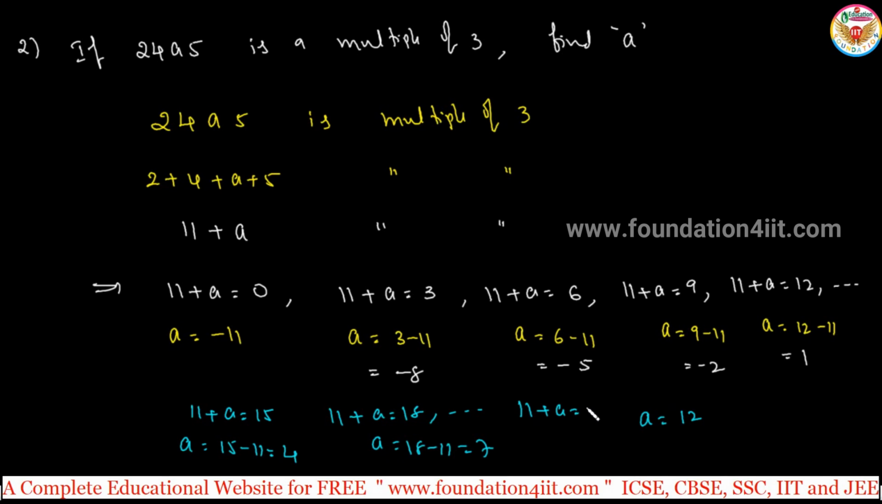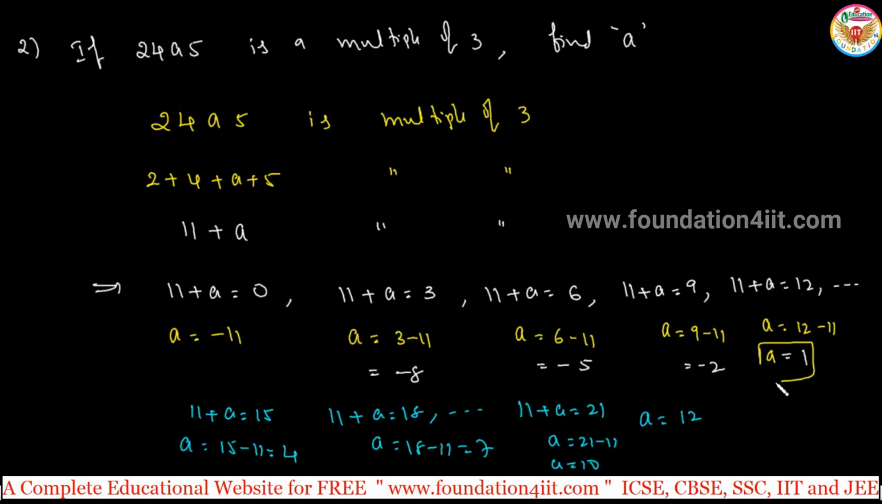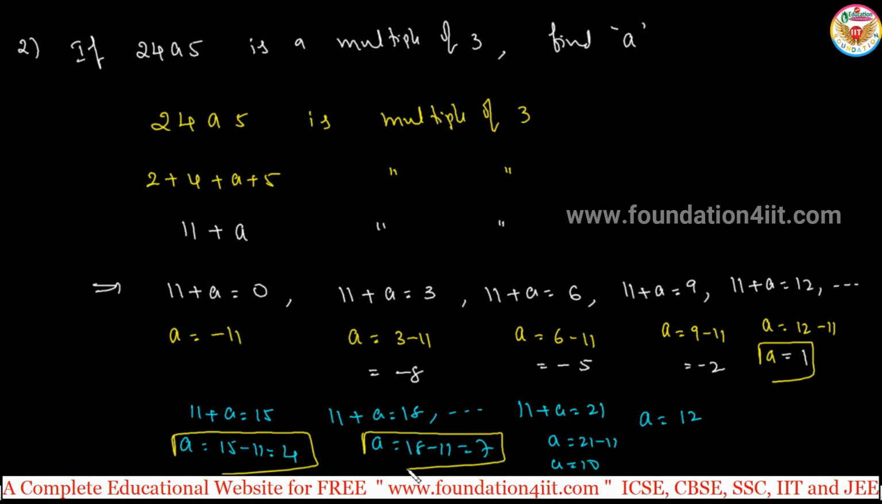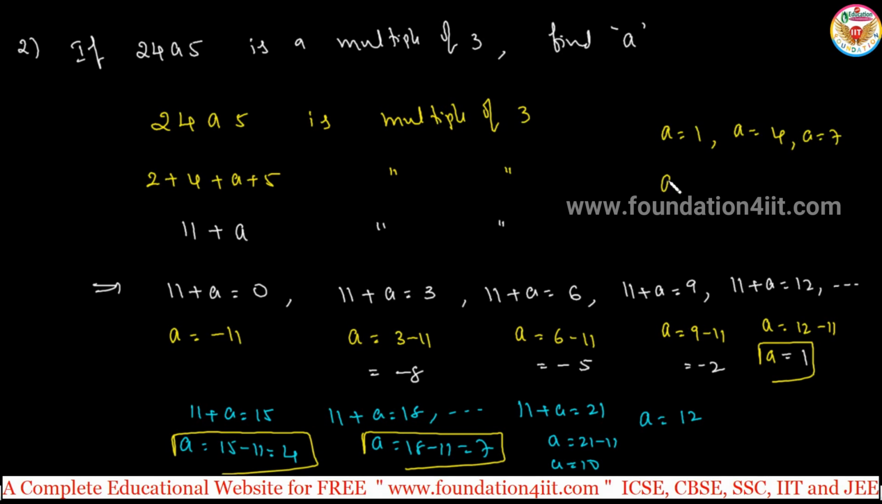11 plus a is equal to 21. From this, a is equal to 21 minus 11, which is 10. So a double digit we will not take. The only options we got are a equals 1, or a equals 4, or a equals 7, and not 10. Only 1, 4, 7 are the options. So finally a is 1, 4, 7, out of these three, and it can keep the number a multiple of 3. Only the value of a was asked. So the value of a is 1, 4, 7.